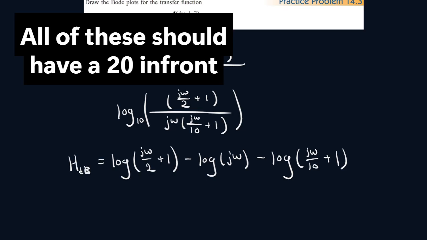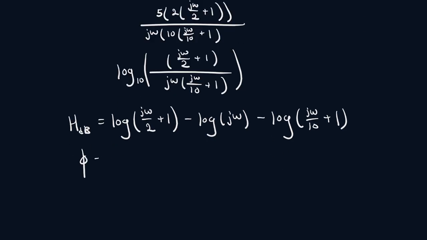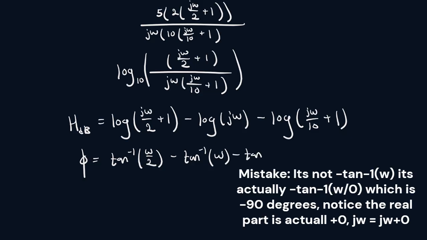Now let's get our phase formula. So we take tan inverse of the imaginary component all over the real component. So this one will just be tan inverse of w over 2, minus tan inverse w, minus tan inverse w over 10.